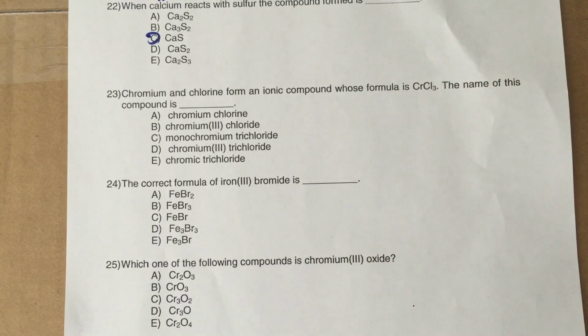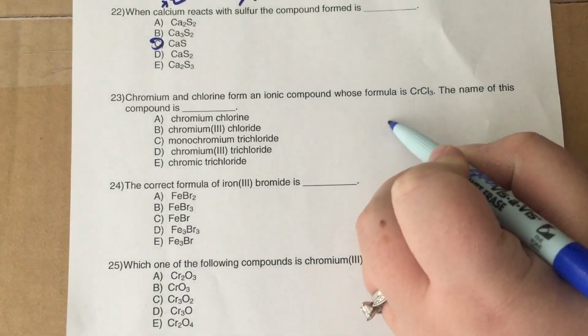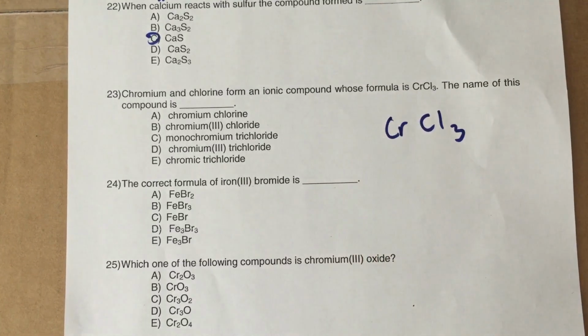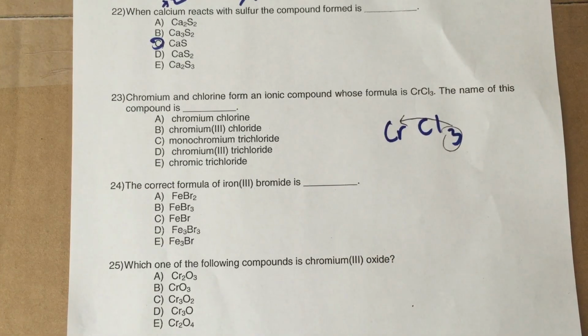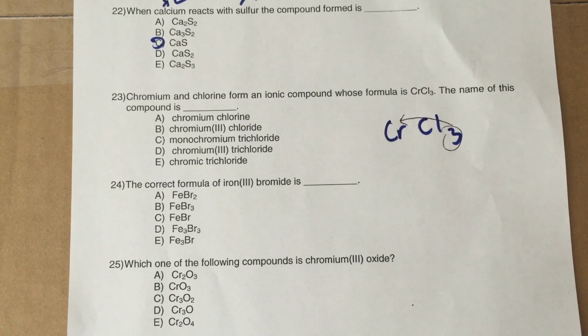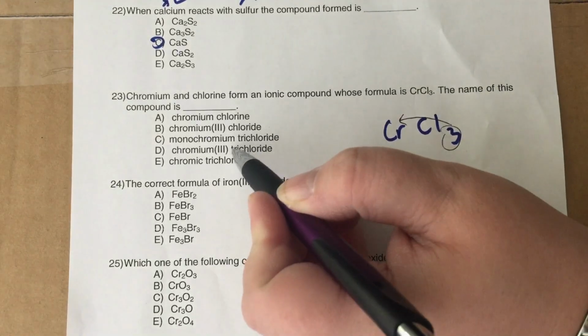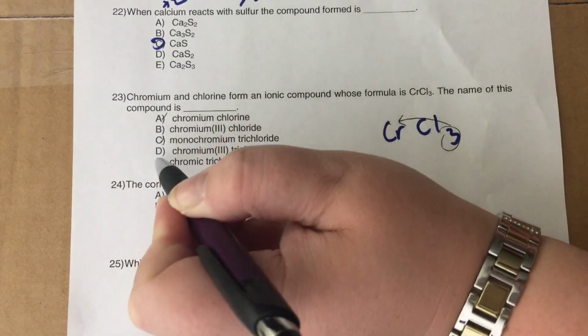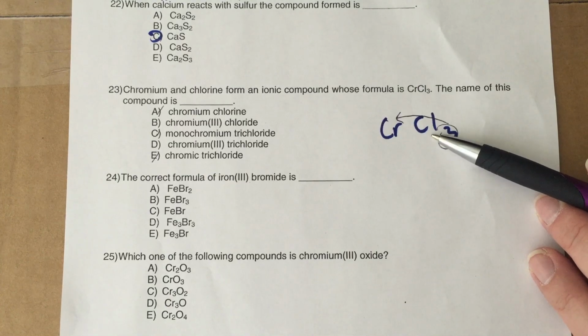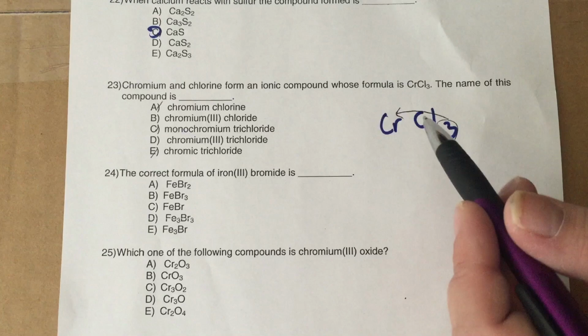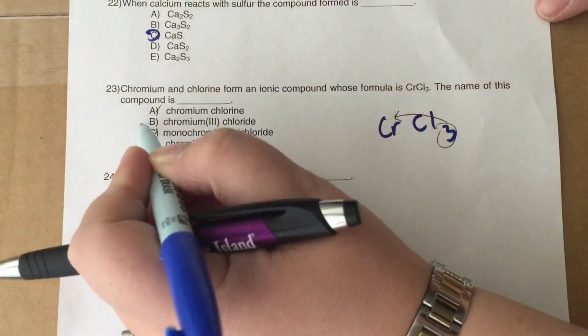Chromium and chlorine form an ionic compound that is CrCl3. What is the name? Chromium is a transition metal, so I've got to figure out the charge so that I can name this correctly. If we do the switcheroo backwards, this 3 came from the chromium, so I'm looking for something with a Cr3. That's going to knock out letter A, C, and E. Now we're looking for chlorine, and there's nothing special with that. So chromium 3 chloride, which is going to be letter B.